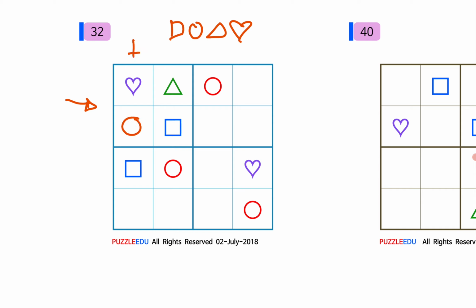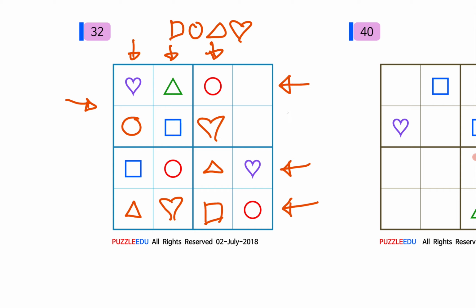Now we can just look at the columns 1 and 2 and find out what's missing. So column 1 is missing the triangle, column 2 is missing the heart. Okay, now the last row here is missing the square. This third row here is missing the triangle. This third column now is missing the heart. And we just have to look at the first and second rows to find out that they're missing the square and the triangle. And there we go. Each row, column, and block contains each of the 4 shapes.